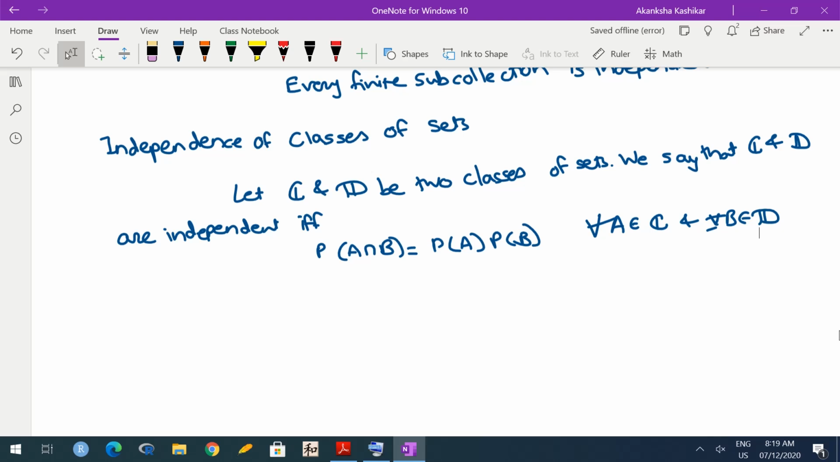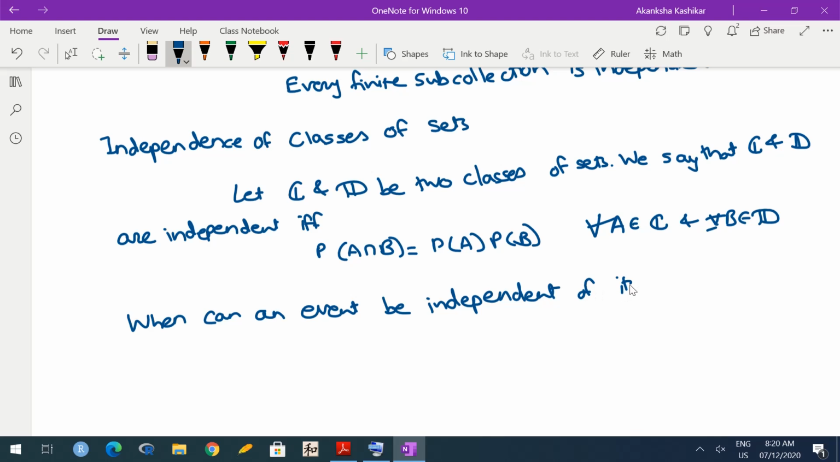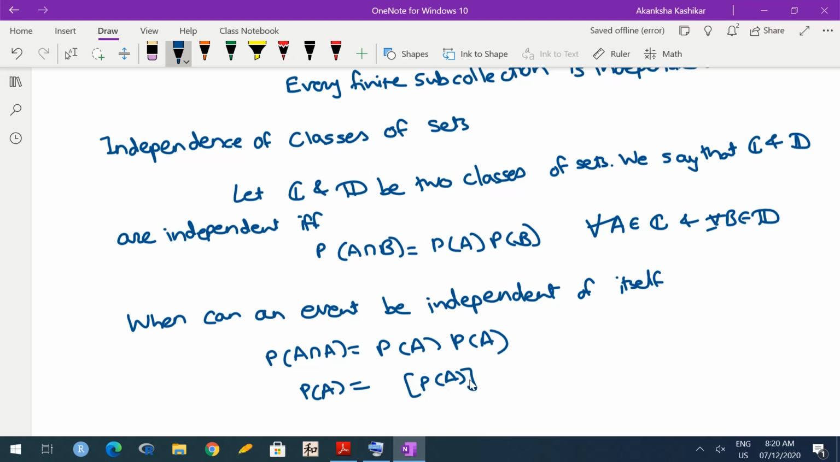By the way, I did not say that script C and script D have to be disjoint. Why? Because sometimes an event can be independent of itself also. When would that happen? So, when can an event be independent of itself? Any idea? Let us try to see. I want to say an event A is independent of itself. What is the definition of independence? Probability of A intersection A should become probability of A times probability of A. Now probability of A intersection A means probability of A, and it should become probability of A square. So when would this happen? This would happen if and only if probability of A is either 0 or probability of A is 1.